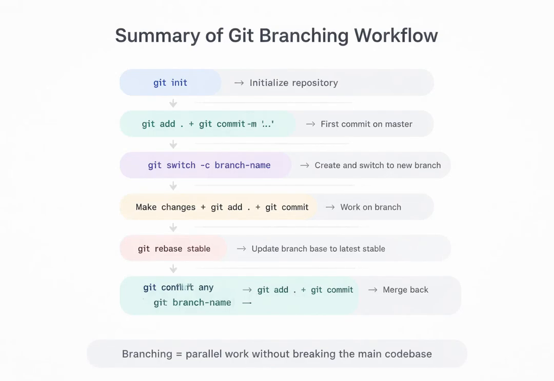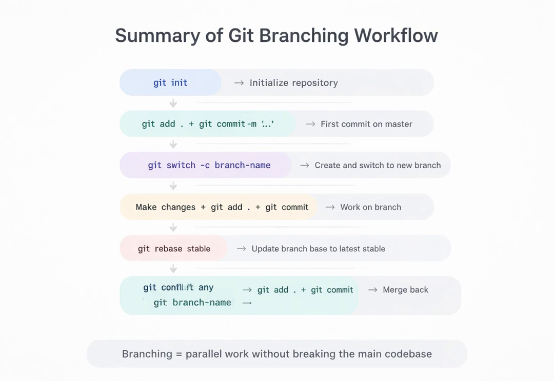Let's pull the whole workflow together. You start by initializing a repo with git init. You make your first commit on master. When a new feature or section needs to be worked on, you create a new branch with git switch -c and a branch name. You do your work, add and commit on that branch. If the main stable branch has moved ahead while you were working, you run git rebase stable to bring your branch up to date. You resolve any conflicts, finalize with git add and git commit, then switch back to stable and merge your branch in. That's the complete cycle. This workflow is how professional development teams keep code organized and conflict-free, even when dozens of people are working simultaneously.